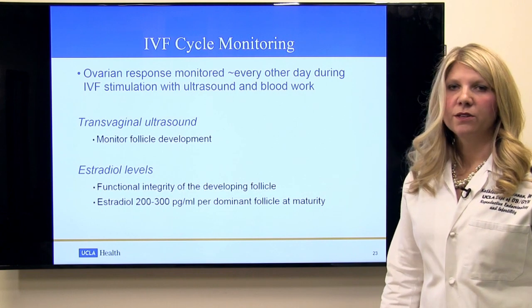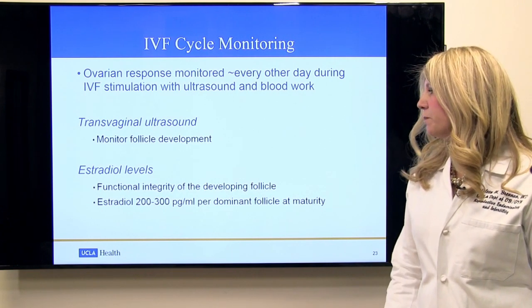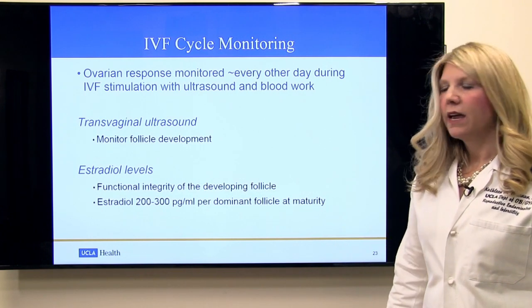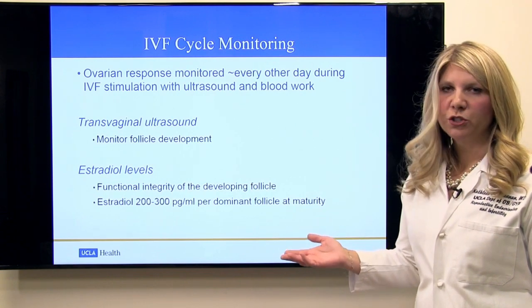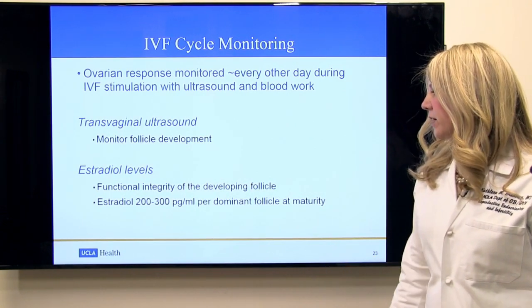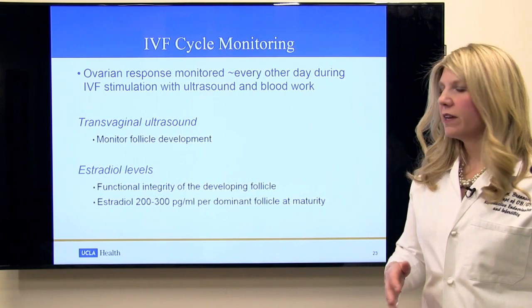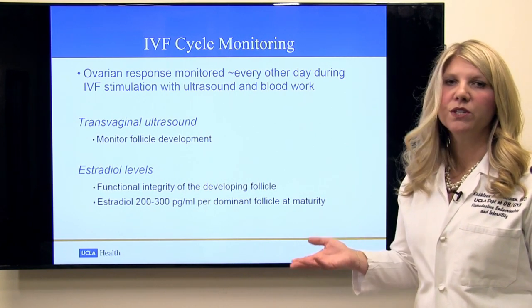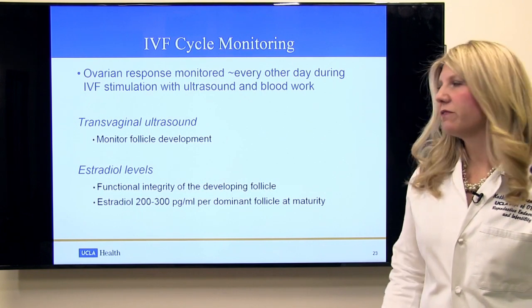By the end of the cycle, the estradiol level will be quite elevated, as each follicle that is mature will release at least 200 to 300 picograms per mil. So if you have an estradiol level of about 2,000, you would expect to have around 10 mature follicles.